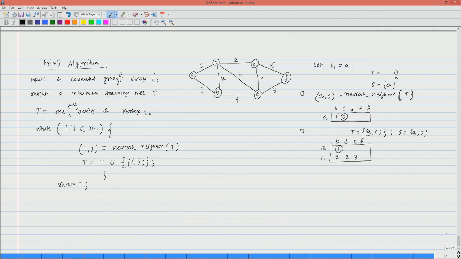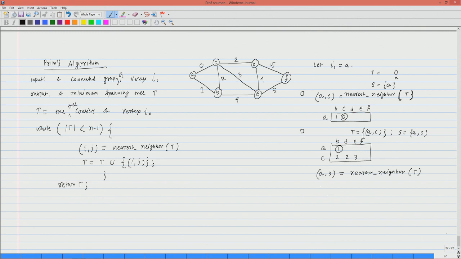So, AB is the output of the nearest neighbor operation at this stage, the nearest neighbor of the current tree.